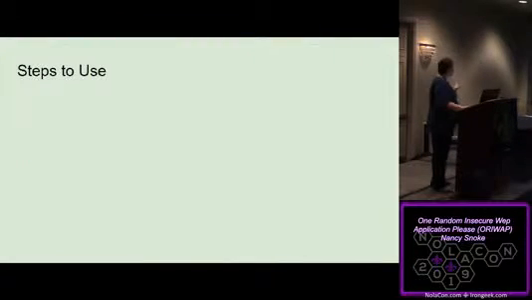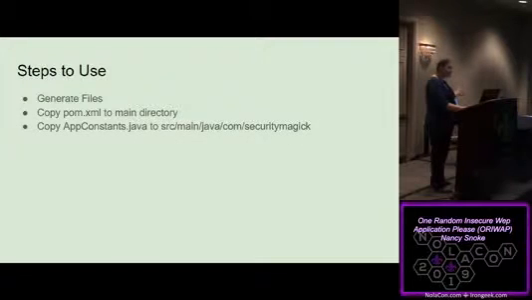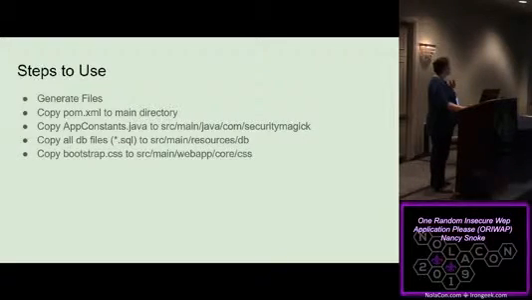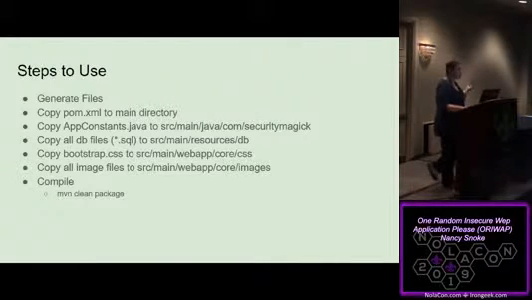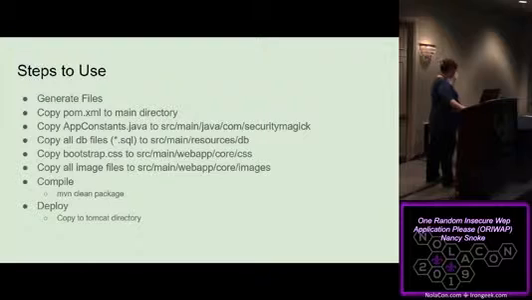Alright. So, these are the steps we had to do, really quick. I left off with downloading the base web application, which is on GitHub and publicly available, so that's easy. But then you generate the files, and you copy the POM to the main, the app constants to source main Java com security magic, the DB files to source main resources DB, and I'm just doing this really quick because that's what we just did. Copy bootstrap.css to the source main web app core CSS, copy all the image files to source main web app core images, compile with Maven clean package, deploy, copy to the Tomcat directory. So that's what we just did.